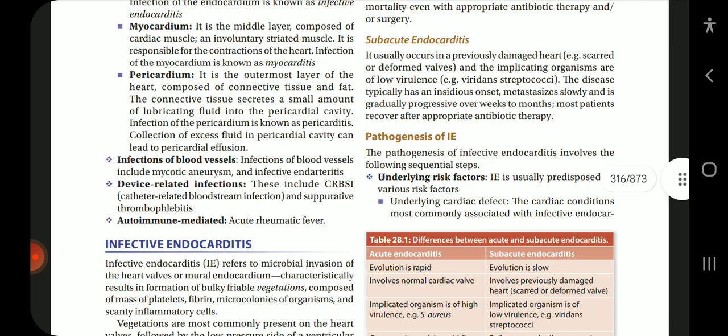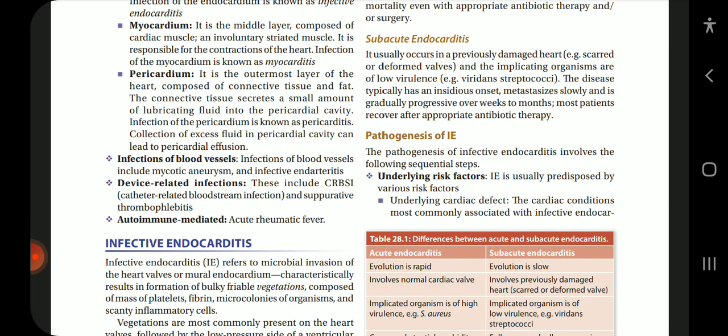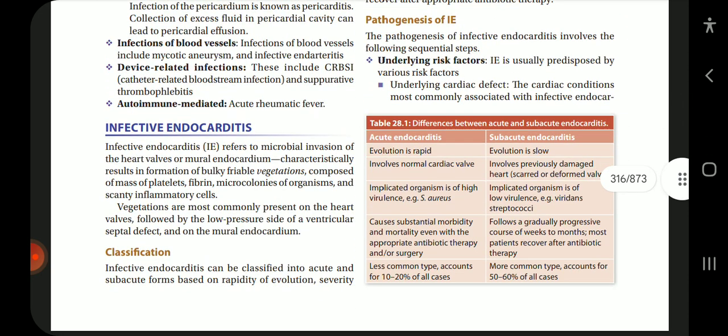The subacute endocarditis usually occurs in a previously damaged heart, for example scarred or deformed valves, and the implicated organisms are of low virulence, for example viridans streptococci. The disease typically has insidious onset and metastasizes slowly, and it's gradually progressive over weeks to months. Most patients recover after appropriate antibiotic therapy.